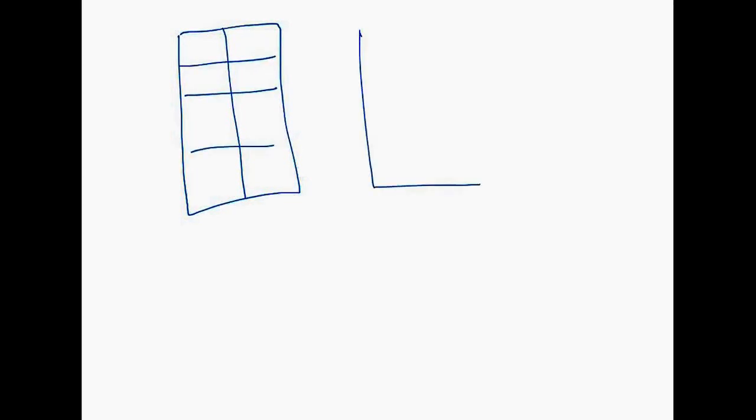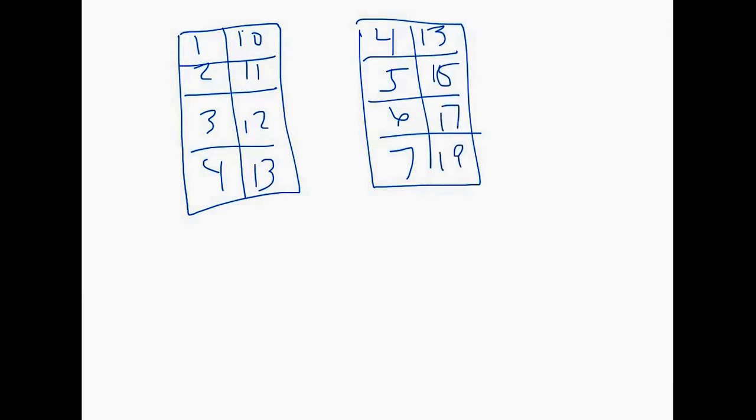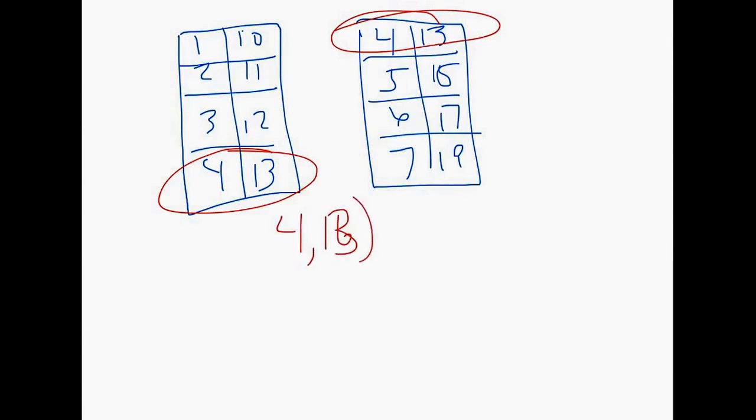Okay. We have a couple of tables here, and we're trying to check to see if those are equal. Let's say we have 1, 2, 3, 4. Let's say we have 4, 5, 6, 7. Let's say 1 goes with 10, 11, 12, 13. Let's say this one is 13, 15, 17, 19. When you're checking a table to see if two systems are the same, you're looking for the place where they have the same answer. So this would be 4 comma 13 as an answer for that one. Okay.